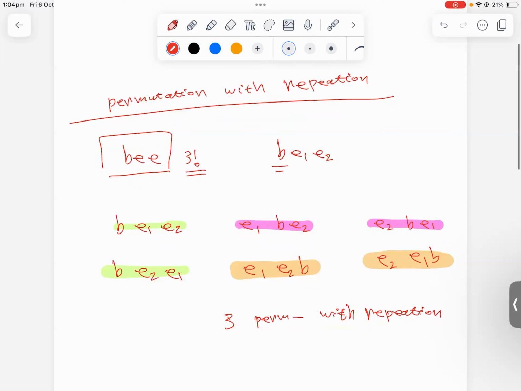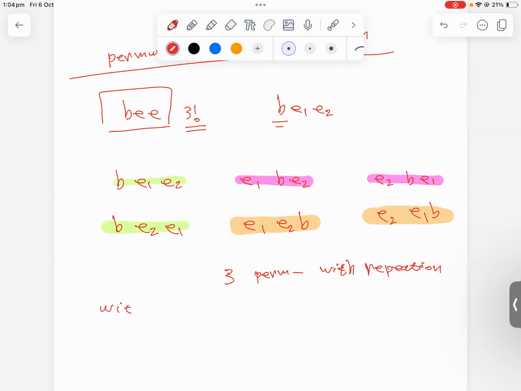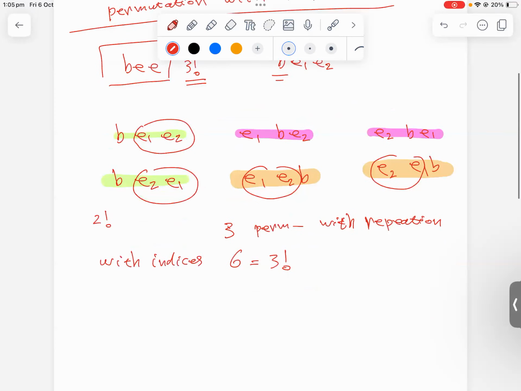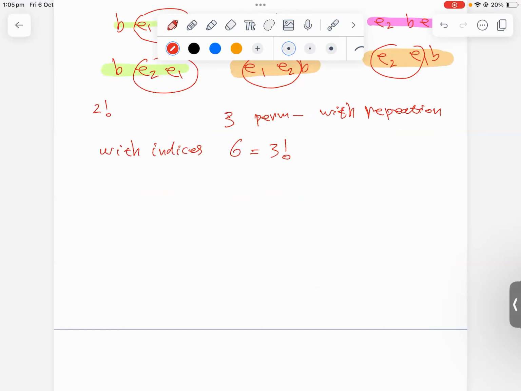But with indices, we will have 6, or 3 factorial. And the reason is this: E1 and E2, here and here, can permute 2 factorial ways, here as well and here as well. Let's see a bigger example, or bigger words. So let's call it BEEP.